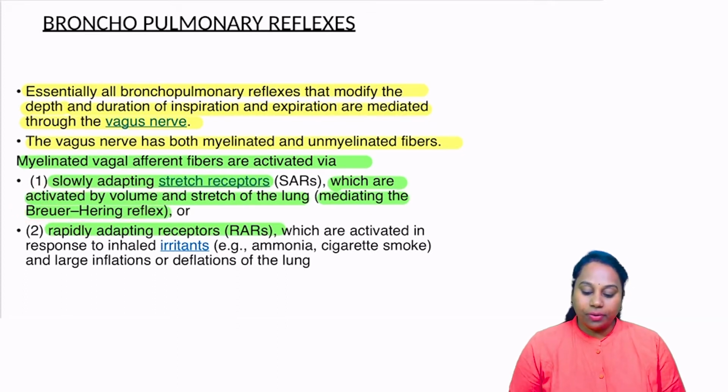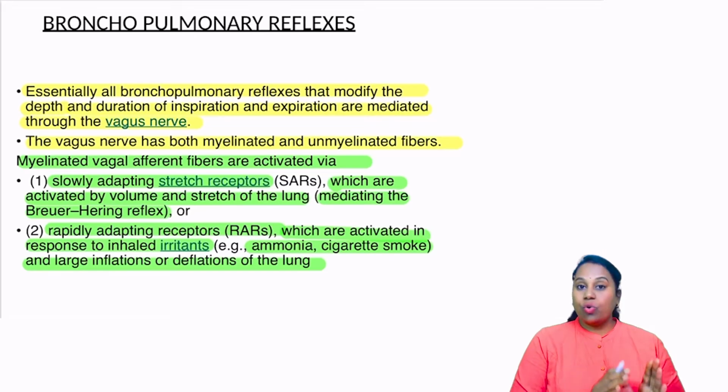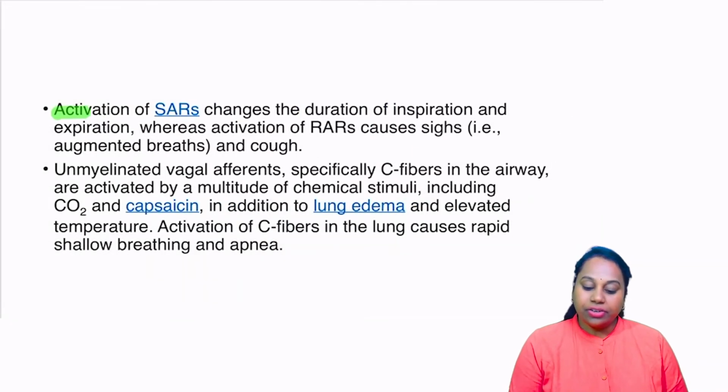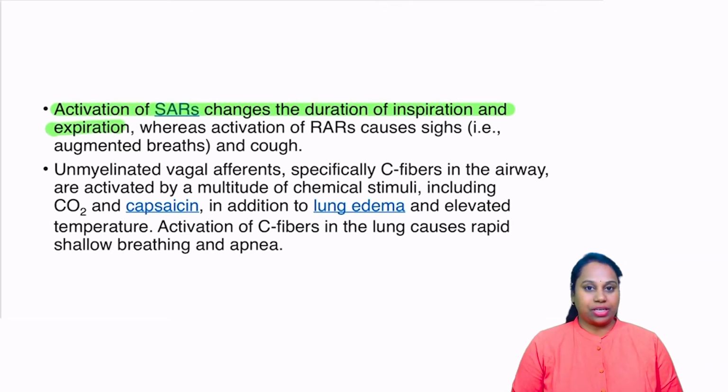What is the role of rapidly adapting receptors, which are activated in response to inhaled irritants like ammonia or cigarette smoke and large inflations or deflations of the lung? So, slowly adapting myelinated vagal fibers are responsible for Hering-Breuer reflexes, and rapidly adapting myelinated vagal fibers respond to inhaled irritants. The activation of slowly adapting receptors changes the duration of inspiration and expiration, whereas activation of rapidly adapting receptors causes reflexes such as cough.